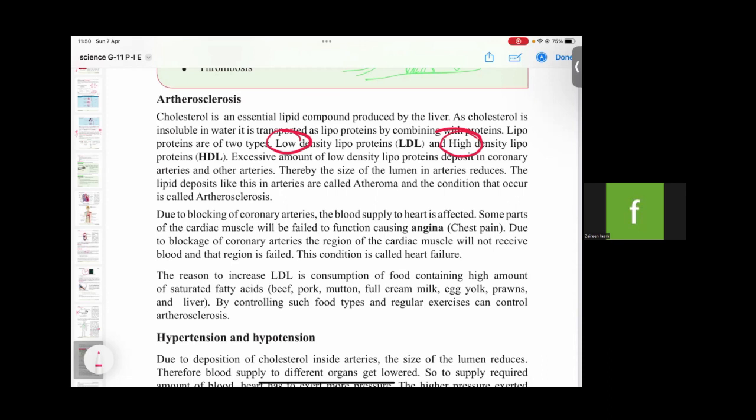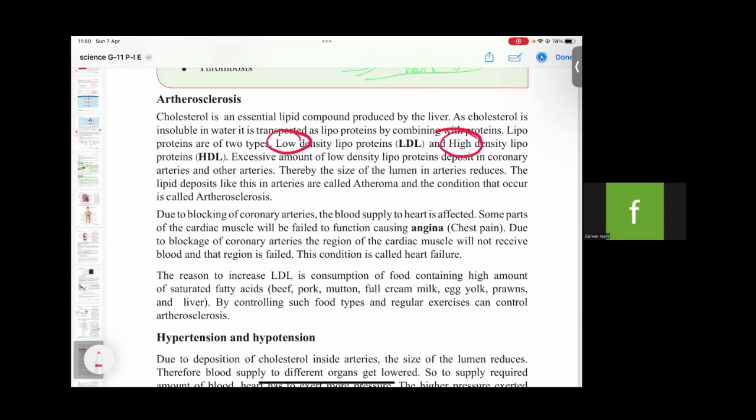And if there's blockage of the coronary arteries, then the blood supply to the heart will also be affected. Some part of the cardiac muscles will fail, and that is what we call angina, which will lead to a very striking chest pain. Due to blockage of the coronary arteries, the regions of the cardiac muscle will not receive blood, and that will fail, and now you call it heart failure. So this is how atherosclerosis or high cholesterol level in our body leads to heart failure.